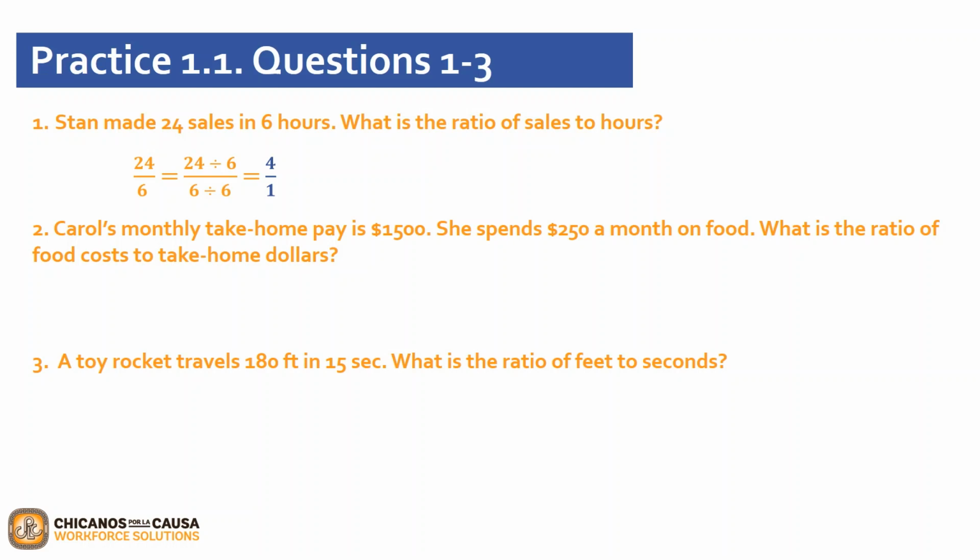To solve question 2, we would do the same process as we did in question 1, with first writing the ratio as a fraction. So we would write it as $250 for the numerator and $1,500 for the denominator. Afterwards, we'll reduce the fraction to lowest terms by dividing $250 from the numerator and the denominator. This will give us our answer of 1/6, or 1 over 6 in fraction form.